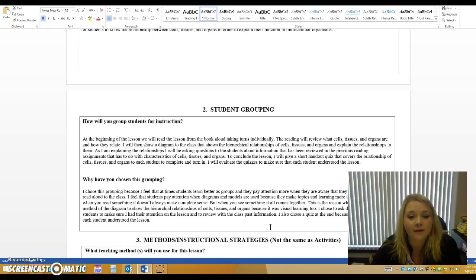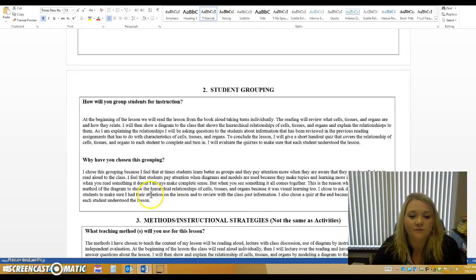As I'm explaining the relationships, I will be asking questions to the students about information that has been reviewed in the previous reading assignments that has to do with characteristics of cells, tissues, and organs. To conclude the lesson, I will give a short handout quiz that covers the relationship of cells, tissues, and organs to each student to complete and turn in. I will evaluate the quizzes to make sure that each student understood the lesson.